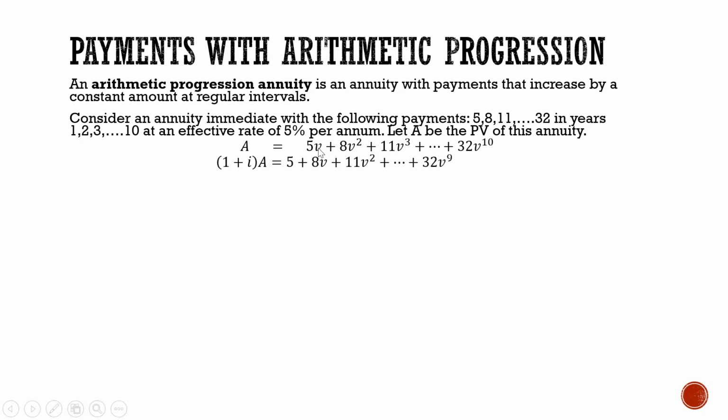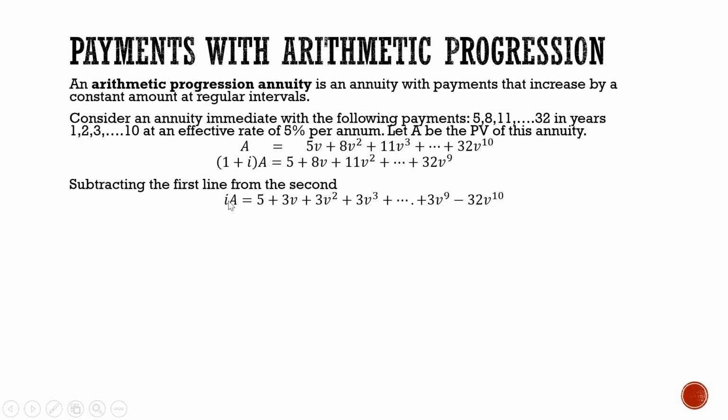So 5V times 1 plus i becomes 5. So basically we shift everything to the left 1 unit. So now we have 1 plus i times A is 5 plus 8V plus 11V squared plus dot to 32V to the 9. So now we are going to subtract the first line from the second.